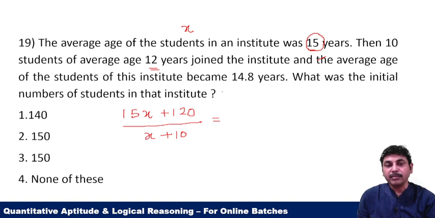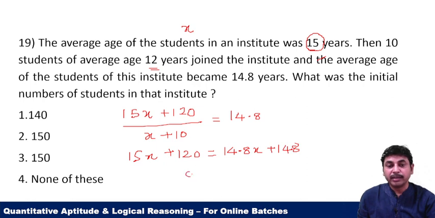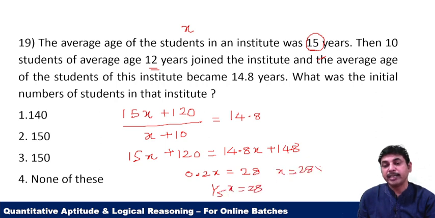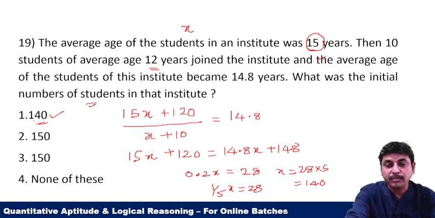Now due to this, average becomes 14.8. Now solve this equation. You will get 15x plus 120, that is equal to 14.8x plus 148. Okay, 10 into 14.8, that is 148. So if you take the x on left hand side, you will get 0.2x is equal to 28. So 0.2 is nothing but 1 by 5, x is equal to 28. So what we can say, x is equal to 28 into 5, that is equal to 140. So the initial number of students is 140, that is your answer.